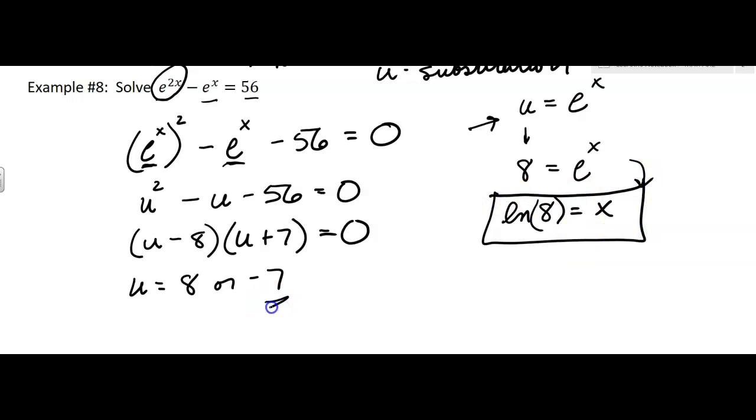All right, now we have to consider the other possibility. Negative 7 equals e to the x. Well, then I would get the natural log of negative 7 equals x. That's a problem. We can't have that negative 7 in there when taking the natural log of it. And so this would be an extraneous solution. We're not going to count it as a solution. We only get the one solution right here.